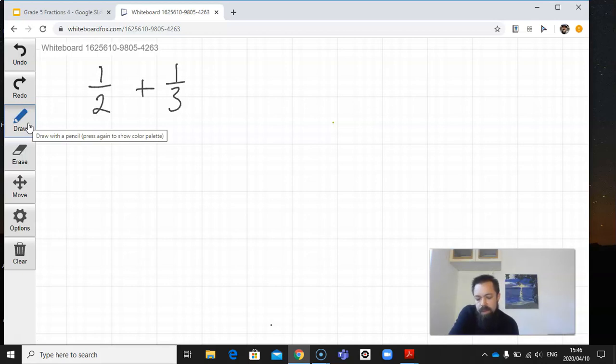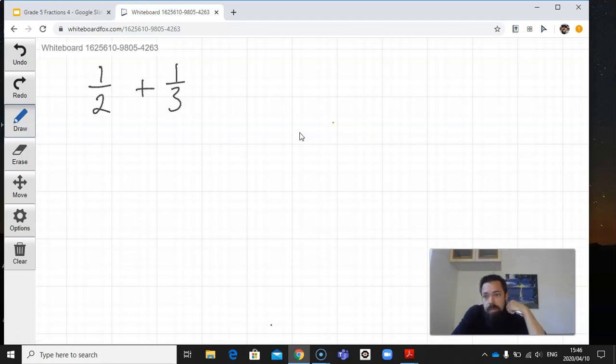What if we had something like this? Take a moment, see if you can figure out what we could do to make the denominators the same. Can't do anything to the 2. Remember, we can only use times and divide. So I can't do anything to a 2. I can't do anything to the 3.